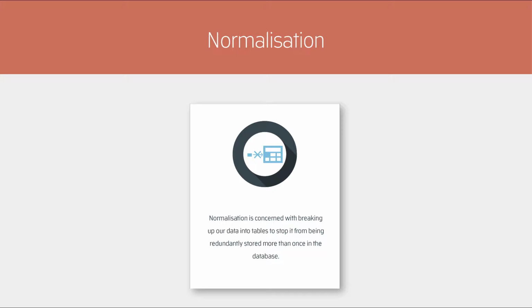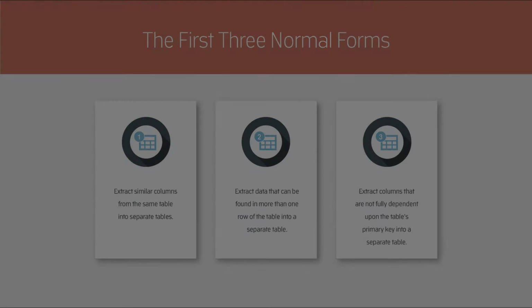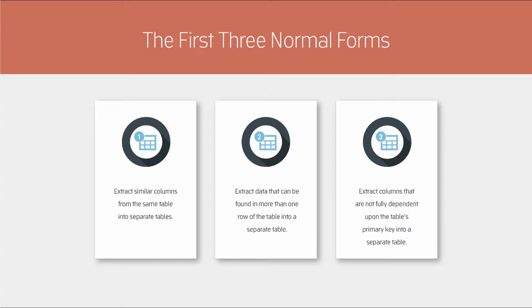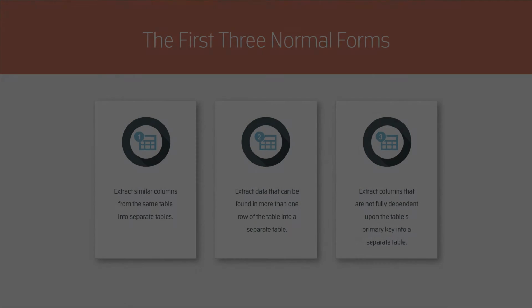To help us normalize our database and avoid such redundancies, guidelines known as the normal forms have been developed and are used in the industry. In practice, though, you only really see the first three, which we will mention here. To abide by the first three normal forms, we must follow the following rules. 1. Extract similar columns from the same table into separate tables. 2. Extract data that can be found in more than one row of the table into a separate table. And 3. Extract columns that are not fully dependent upon the table's primary key into a separate table.